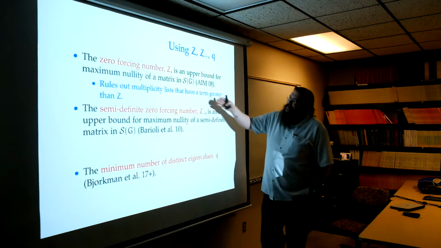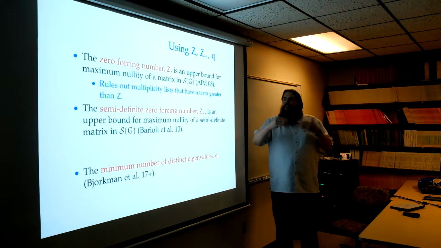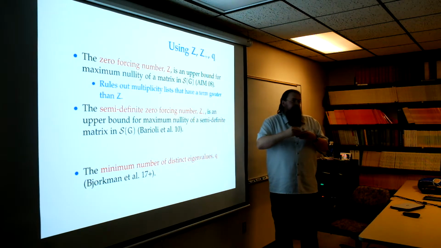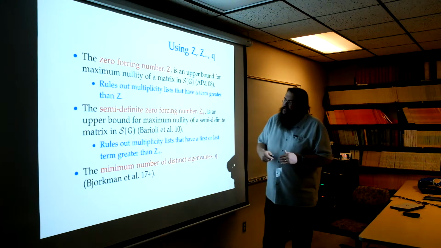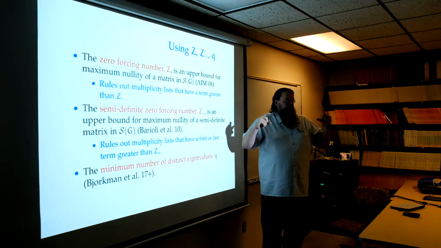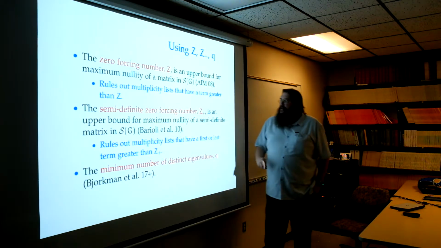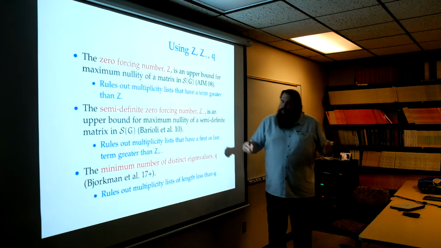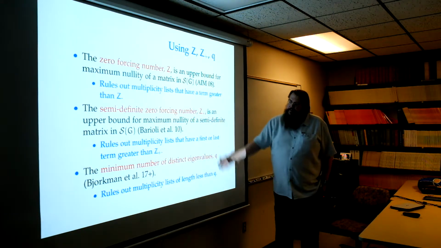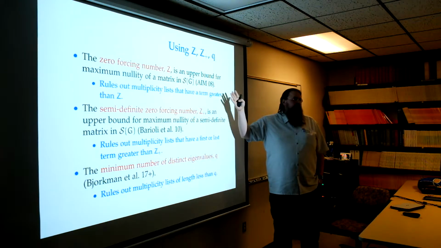What can that do? Well, that can rule out multiplicity lists that have any term greater than Z, because essentially the zero forcing number bounds your maximum multiplicity of an eigenvalue. The semi-definite zero forcing number rules out the maximum multiplicity on the ends. In other words, the first entry or the last entry of the multiplicity list. And the minimum number, Q, rules out multiplicity lists which are too short. It turns out that these three parameters basically get about 95% of the work of saying what's not attainable.